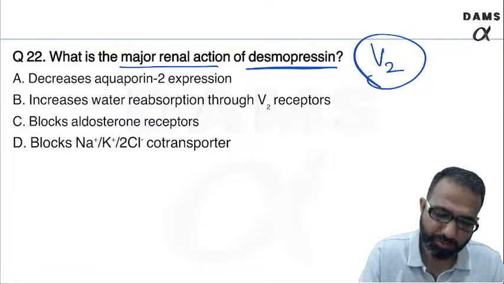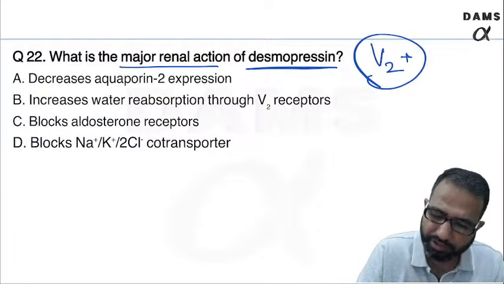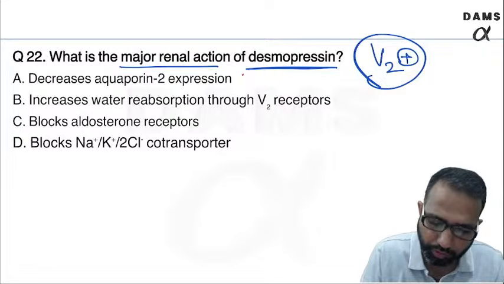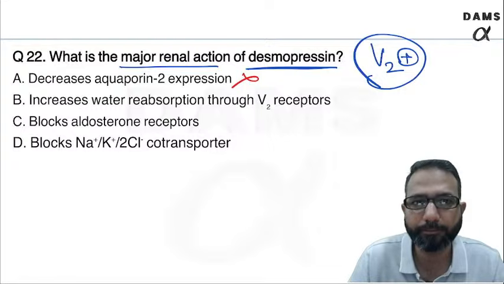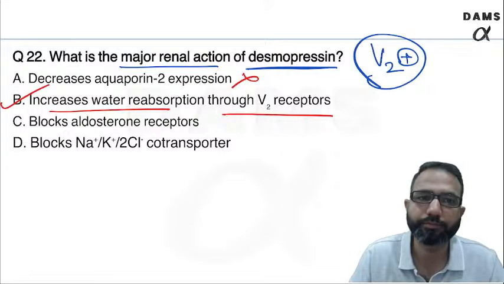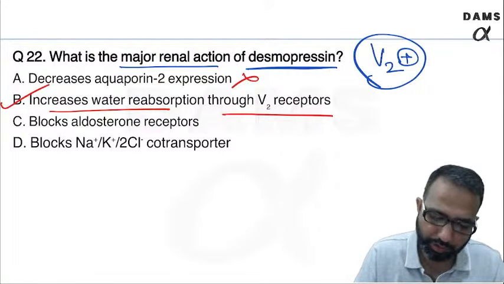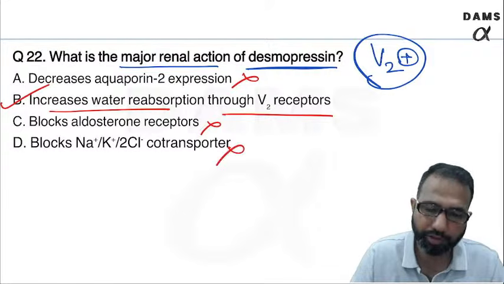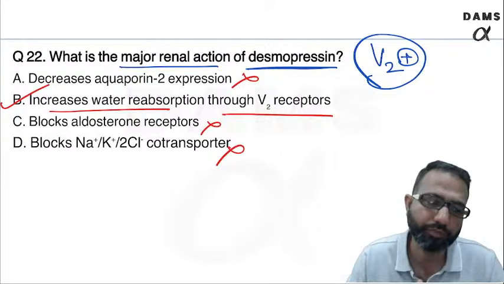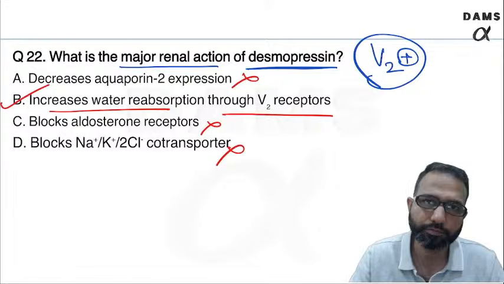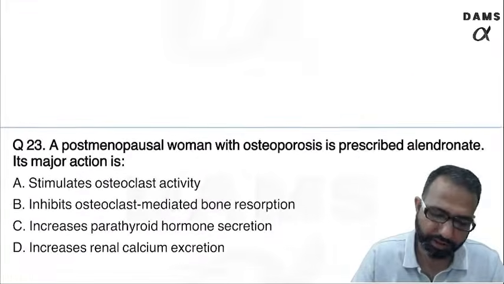So desmopressin is a V2 analog, so obviously it will stimulate the V2 receptor. If you see the option, it decreases the aquaporin? No, it increases the V2 receptor action. It increases the water absorption through the V2 receptor. It is not blocking the aldosterone receptor, that is spironolactone, eplerenone. It is not blocking the sodium potassium chloride, that is the loop diuretic that we discussed in the mechanism of diuretics. So that is about the desmopressin.